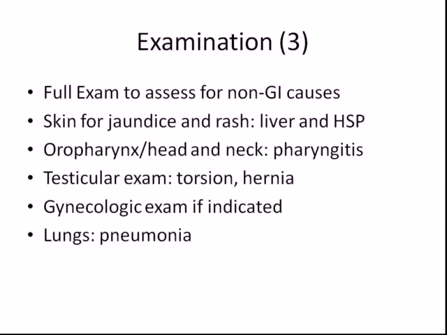You want to do a testicular exam in boys to make sure that there's no torsion or hernia. You also want to do a gynecologic exam if indicated in females. And finally, and perhaps most importantly, you want to examine the lungs because, as mentioned before, lower lobe pneumonias are a frequent cause of abdominal pain in children, and particularly in young children.